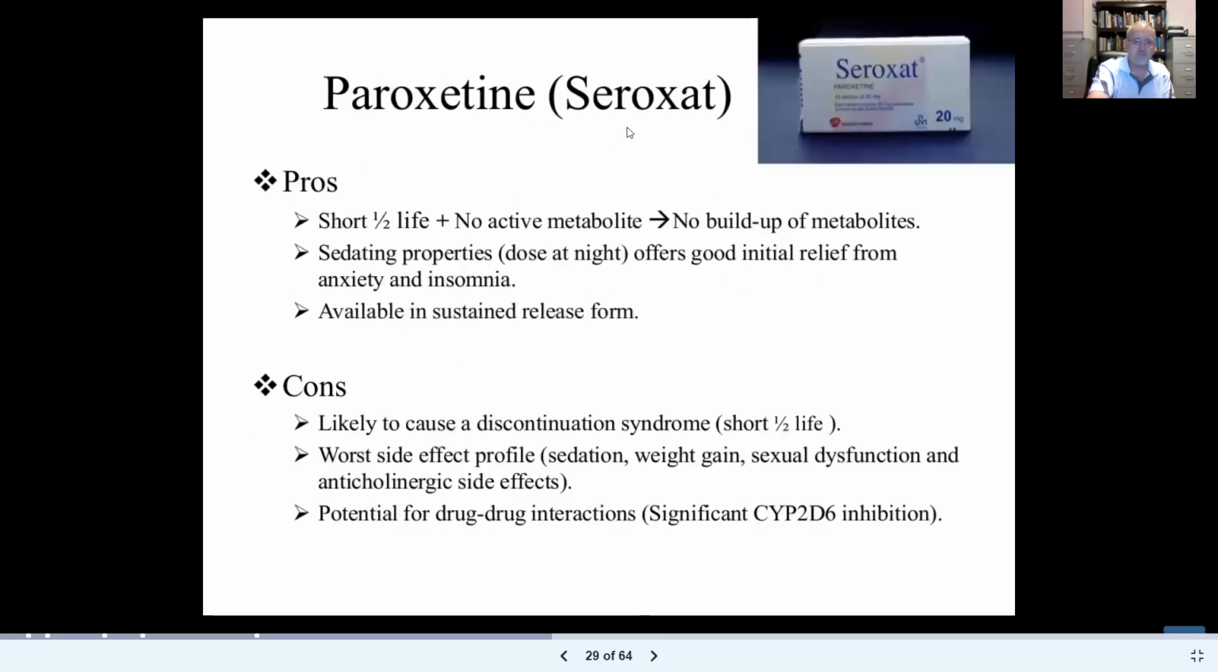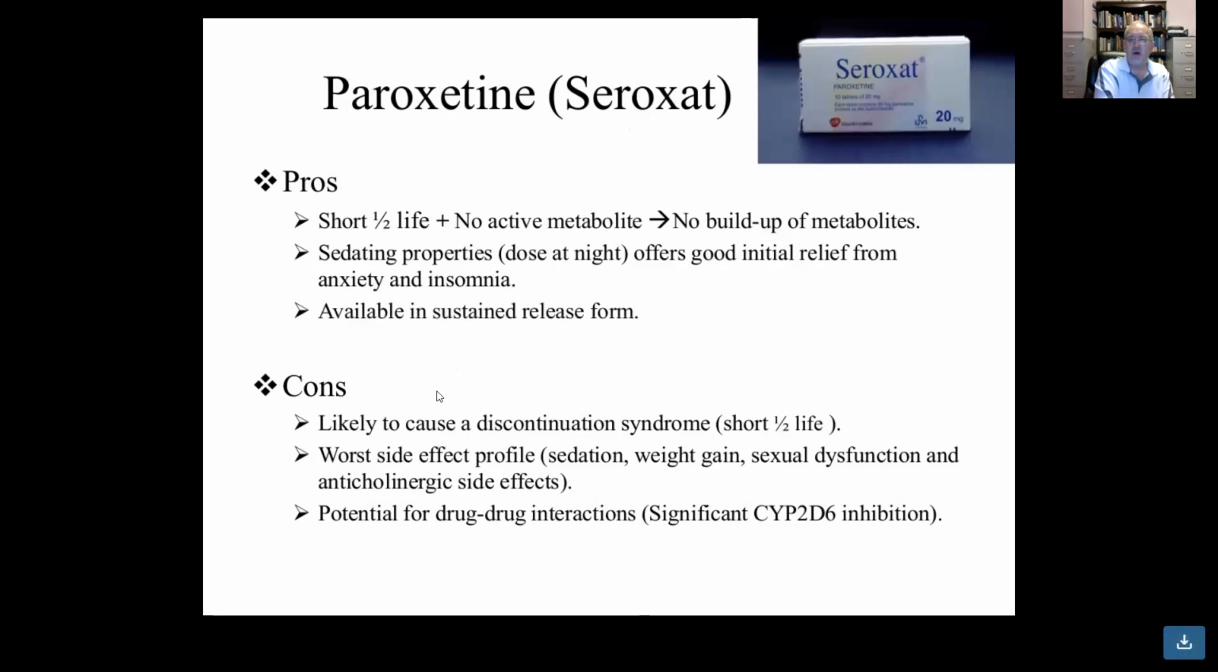Serzone, it has the worst side effects of all the medications. So it's not quite clear why that happens.